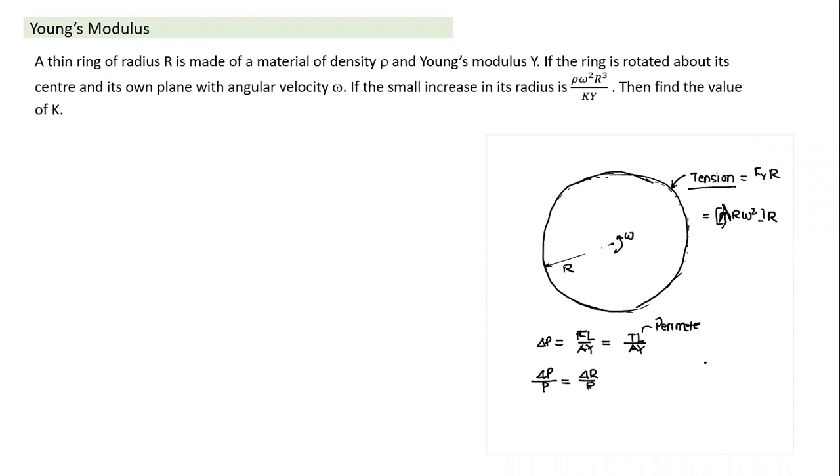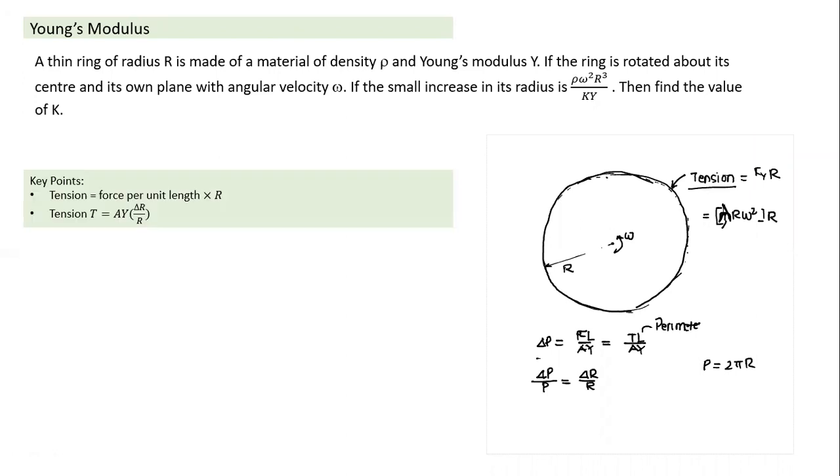Why is that so? Perimeter is equal to 2 pi r. For small changes, delta P by P is equal to delta R by R. So this is something to understand here. The entire part of the ring will be under tension, and the tension we calculated in this fashion. The key point here is tension is equal to force per unit length into R. So basically from the fractional change, we can calculate delta R equal to T into R divided by AY. Similar expression on perimeter. So that's the expression.